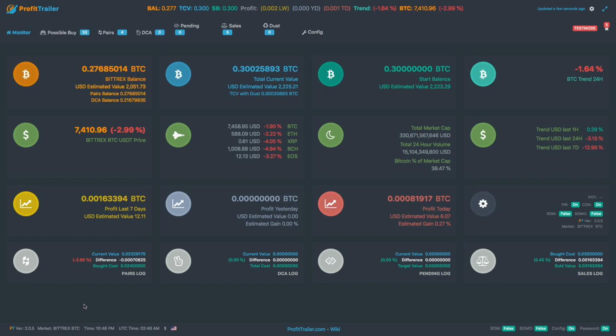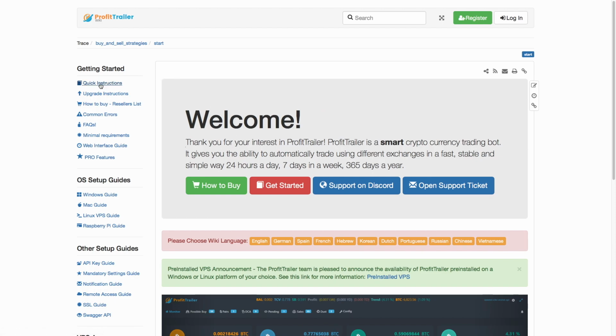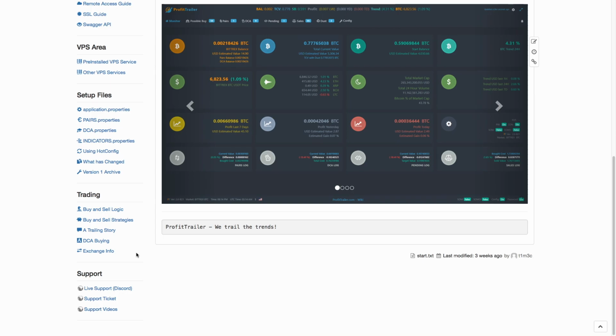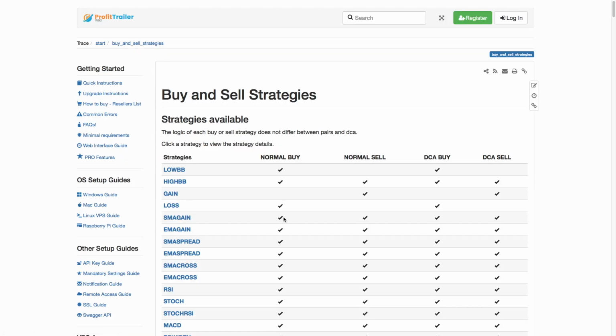So we're going to start with the loss strategy, and in order to find out what the loss strategy is all about, we're going to go over to the Wiki, just at this link down below in the bottom of your monitoring window. So you click on Wiki, you come to the welcome page here, and we scroll down until we hit the trading section on the left hand side. You click buy and sell strategies.